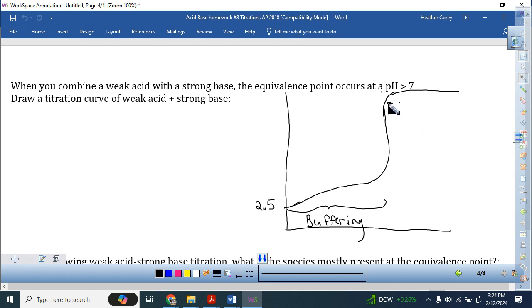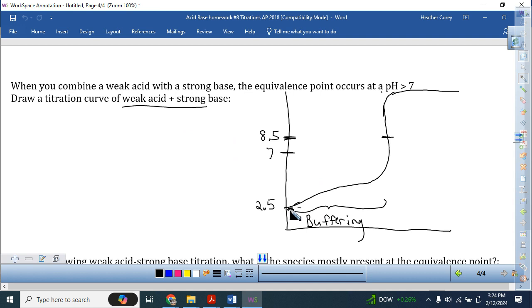So right at the middle of this where it shoots up, this is going to be the pH at your equivalence point. So if I'm doing a weak acid and a strong base, if this is 7, I would expect my equivalence point to be higher than 7. So I'm just making this up, but let's say 8.5.